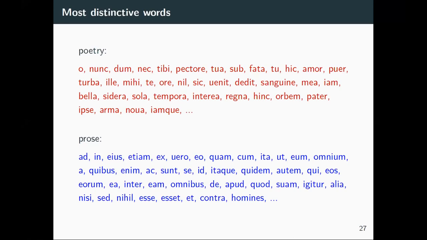But if we start inspecting this list, one category after another, what we discover is, for example, nil versus nihil. So when it comes to synonyms, poetry goes for nil and prose goes for nihil, the full version, and poetry for the contracted one. Sic is the choice for poetry. Ita is the choice for prose. So these are not synonyms, but near synonyms, right?